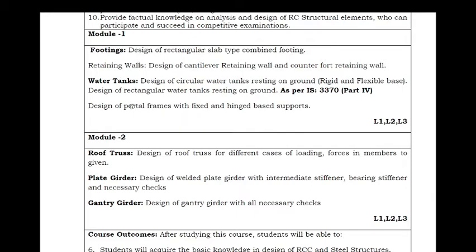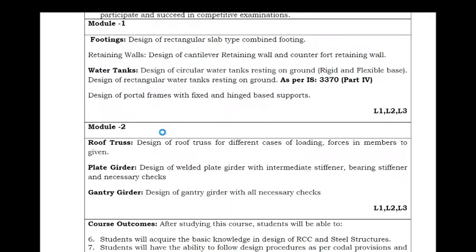So this is, in short, module 1, which is design of RCC structure. Out of these 4 designs, you will get 2 designs in the final examination. In module 1 you will have 2 questions, each of 40 marks. You have to attempt any one of the designs from module 1, that is RCC structure. Now let us come to module 2.